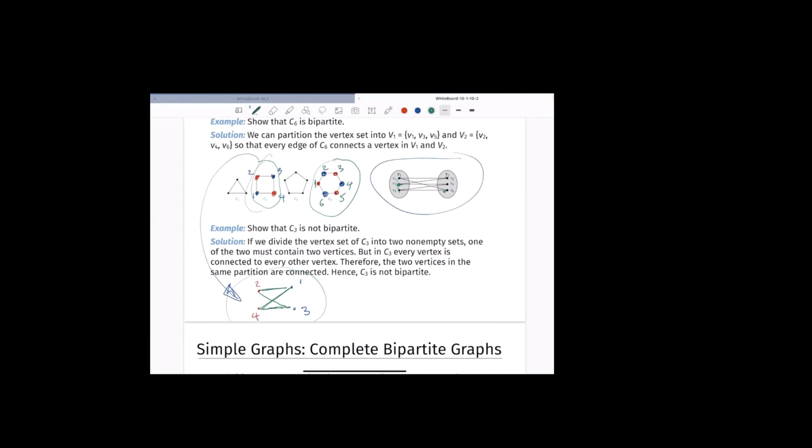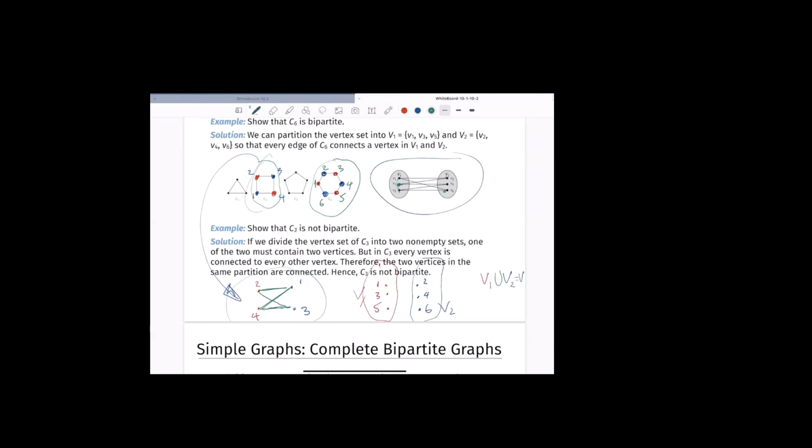Is C6 bipartite? This guy. Okay, so if I put 1, 3, and 5 in the same set, and if I put 2, 4, and 6 in the other set, then what are the connections that I have? So this is my partition. This is my V2, and this is my V1. V1 and V2 make up the entire V, and their intersection is clearly the empty set. They have nothing in common. That's what we mean by partition.